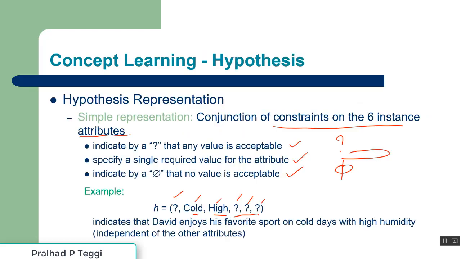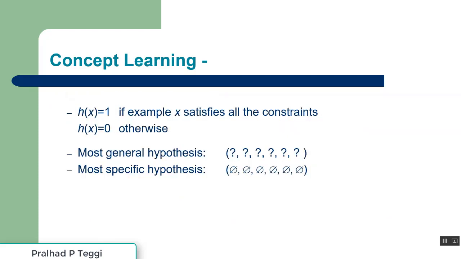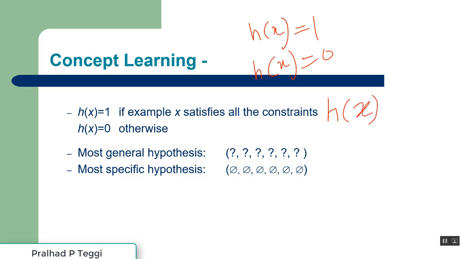This is how we represent the hypothesis, a simple understanding of it. Here you have to remember: the question mark means any value is acceptable, a specified value means a single required value for that attribute, and null means no value, represented by phi. Now I'll make h of x equal to 1 and h of x equal to 0. I can have two values. Let's say h is a hypothesis, which I can represent as a function that takes an input instance x and returns a 1 or 0.